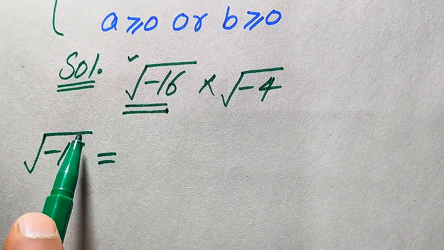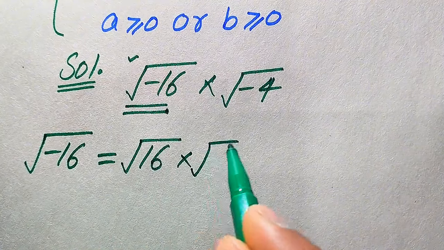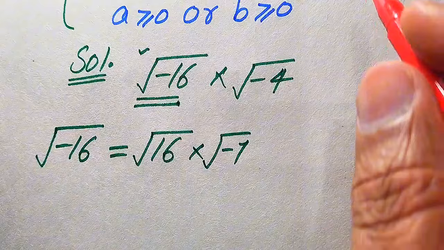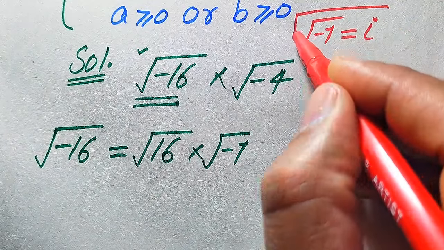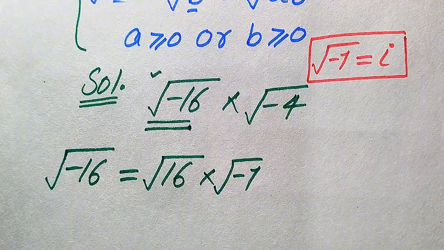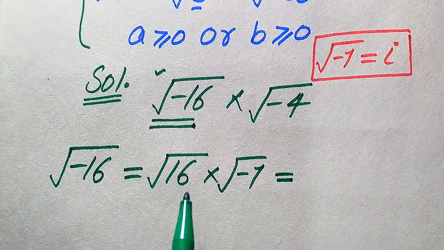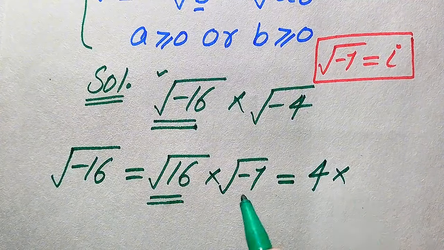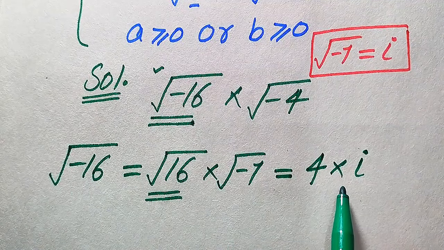We can apply the square root separately on both of these two values, and it becomes the square root of 16 multiplied by the square root of minus 1. Here we use the imaginary unit. You know that the square root of minus 1 is equal to iota. We use this definition of iota, the imaginary number. So we replace the square root of minus 1 with iota, and the square root of 16 is 4, so it is written as 4 multiplied by iota. It means the value of the square root of minus 16 is equal to 4 iota.